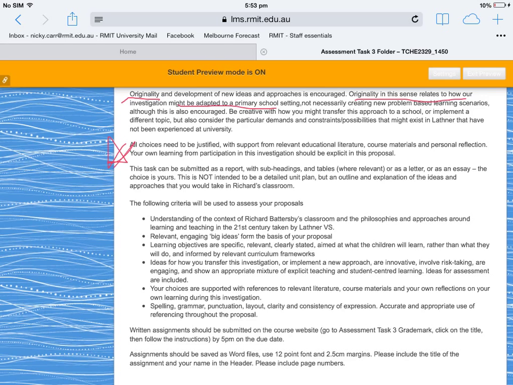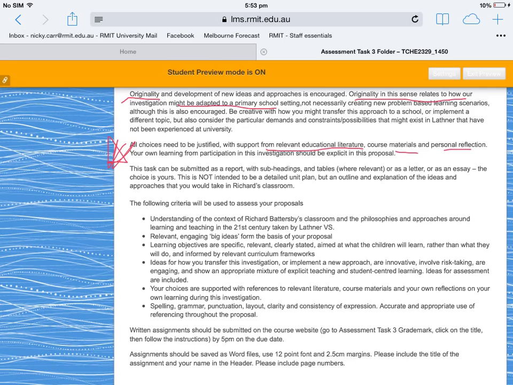You need to justify all of your choices with support from the literature. So you have to draw on the theory that supports the ideas that you're putting in place. In addition, you can use the course materials and personal reflection. Please, people, you are in third year. You're in the final semester of third year. Do not just rely on referencing online lectures. The website is full of suggested readings. Read them. Use them as your literature. That would be fine.